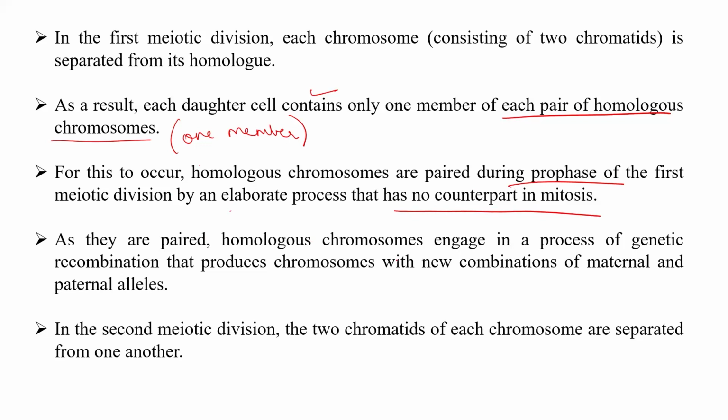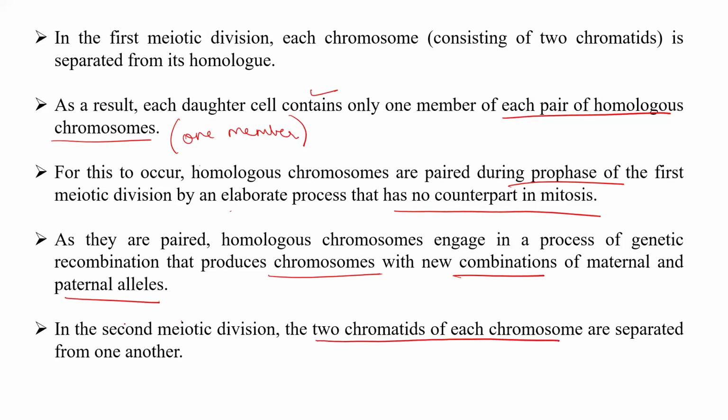Now, when they are paired, homologous chromosomes engage in a process of genetic recombination, as I mentioned, that produces chromosomes with new combinations of maternal and paternal alleles. So alleles, or the genetic material, get exchanged, resulting in new combinations. In the second meiotic division, there is a separation of the sister chromatids. So the 2 chromatids of each chromosome are separated from one another.